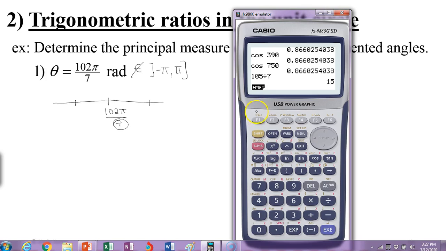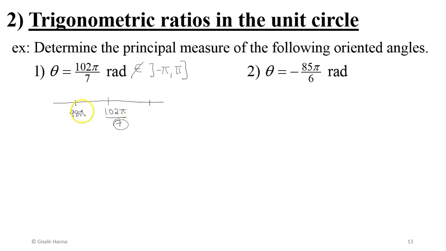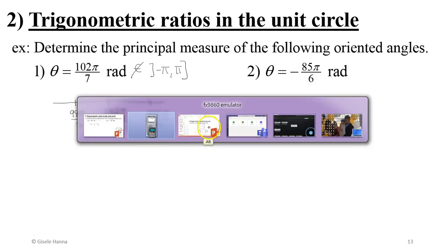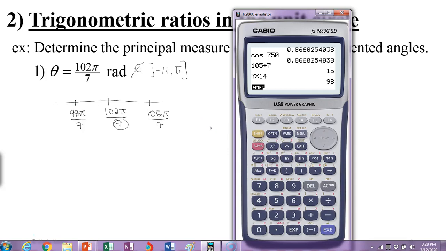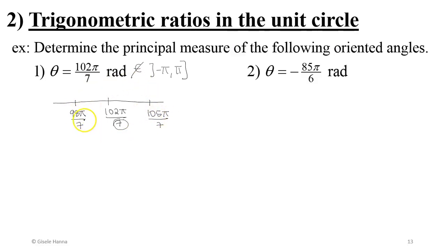Yes, that's a 15. And 7 times 14 would actually be 98. So that's 98 pi over 7 and 105 pi over 7. If you're not sure how to define the multiples of 7 around 102, all you have to do is just divide 102 by 7. It gives you 14.5. So they're 14. So the numerators here would actually be 14 times 7 and 15 times 7. Okay, so over here, this is 14 pi. And over here, this would be 15 pi.